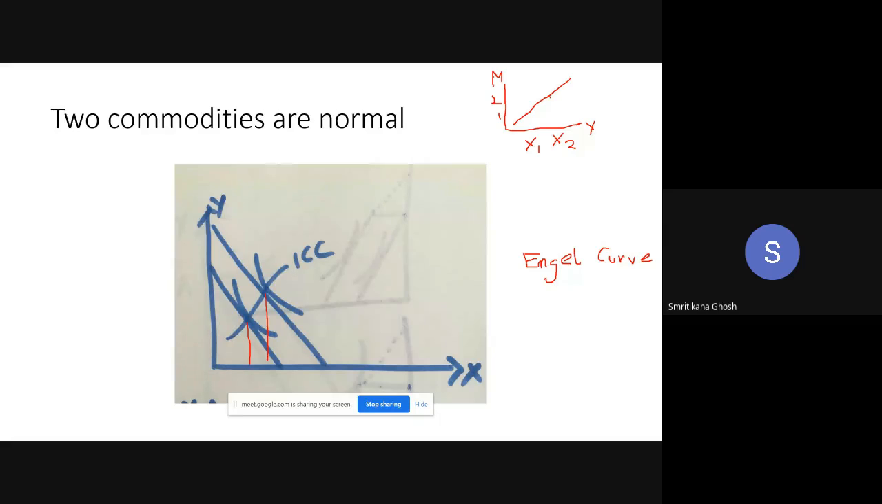Sometimes you may get your Engel curve which is concave to the x-axis. Sometimes your Engel curve may be like this. That means your income is increasing, the consumption is increasing at a decreasing rate. Generally, that is happening for agricultural commodities, that means our food items.